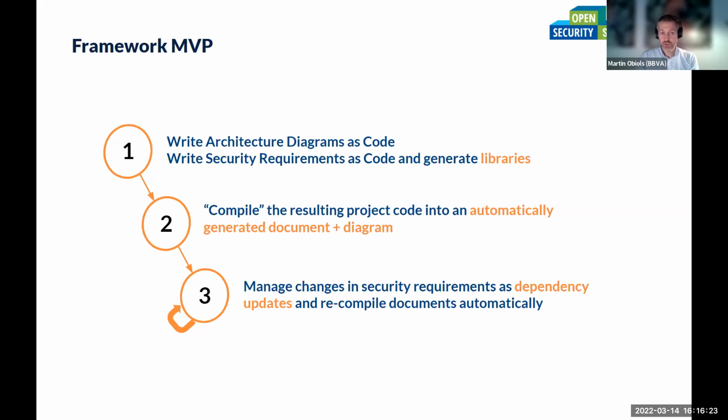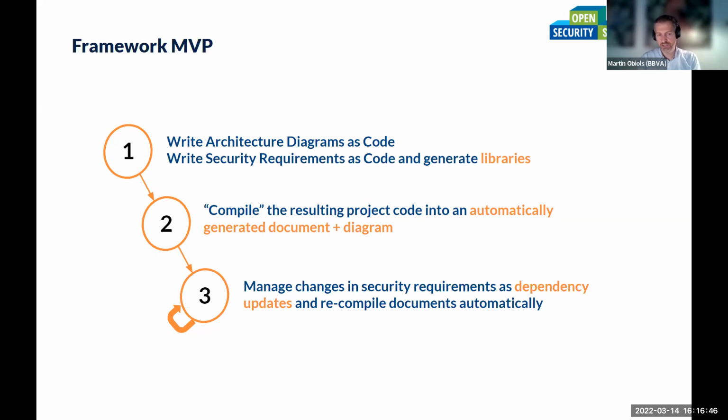The second phase was to be able to compile the resulting project. So the same way that you compile a program, we will compile the project to automatically generate, instead of a binary, a document containing all the security requirements and a diagram for this project, for different parts of the architecture and of the elements that are involved in this project.